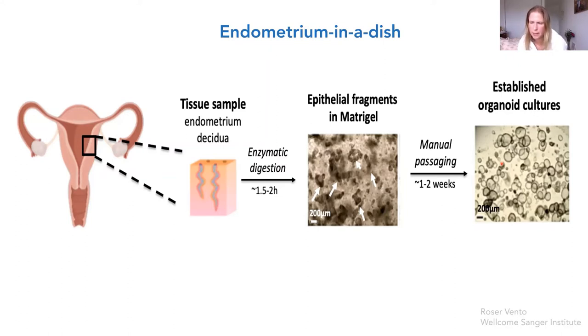Now that's a hypothesis that we can't test in a living person, but we can test it in this culture system in a dish. And what we did was to engineer the cultures with different ligands and different inhibitors, and to make different types of organoids. So to make fake uterus that has only ciliated cells, or fake uterus that has only glandular secretory epithelial cells.